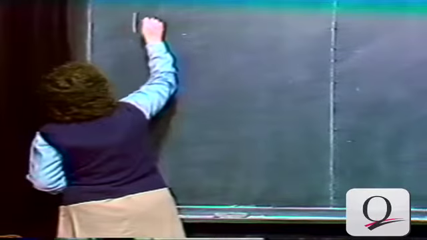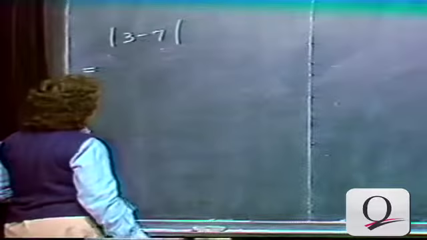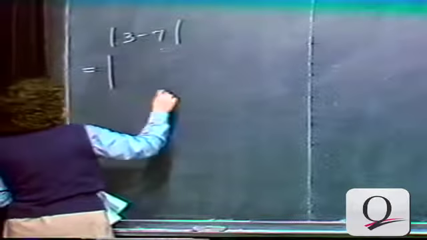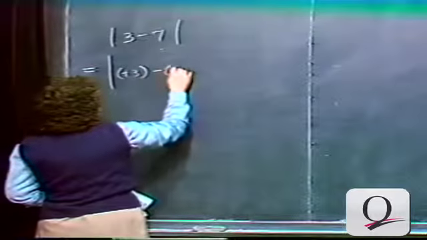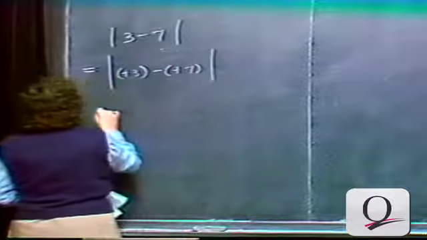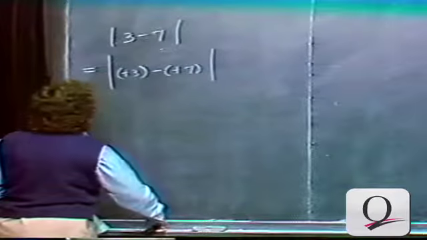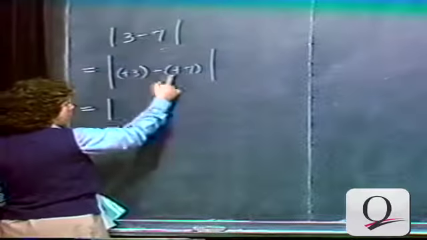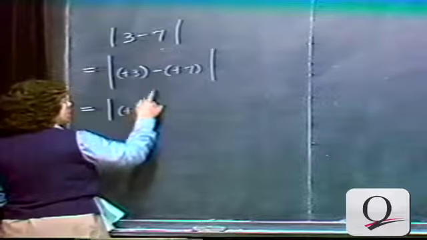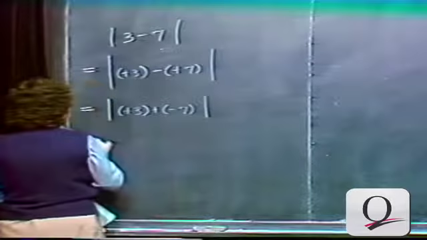Okay, let's try some examples. The absolute value of 3 minus 7. Well, this must be the absolute value of a plus 3 take away a plus 7 within the absolute value. Okay, now to subtract, what we do is we add the opposite, so it'll be a plus 3, and instead of taking away a plus 7, we add a minus 7.